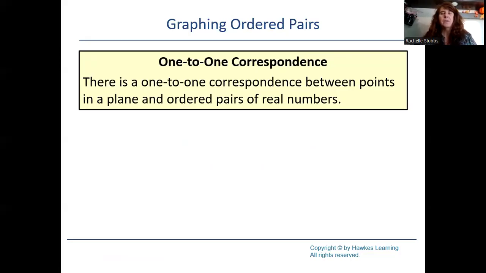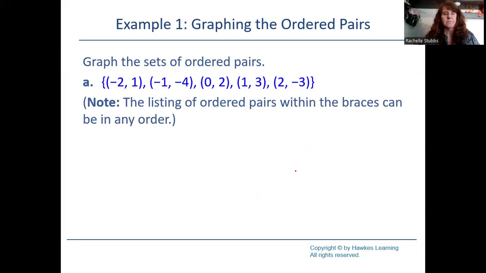So just remember, we talked about this a little bit before, but in a number line, there is a one-to-one correspondence between a point on the number line. It also applies to a point in a Cartesian plane. There's a one-to-one correspondence between points in a plane and ordered pairs of real numbers. The ordered pair 2 and 3 will only exist right here and nowhere else. Okay? So that's what it's saying. There's just a one-to-one correspondence.